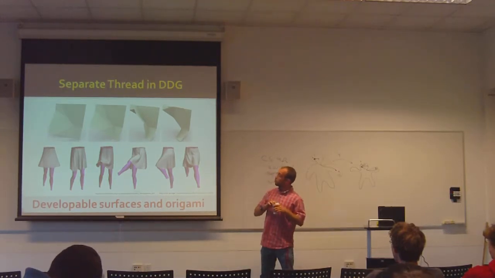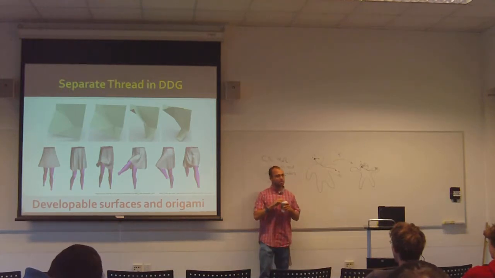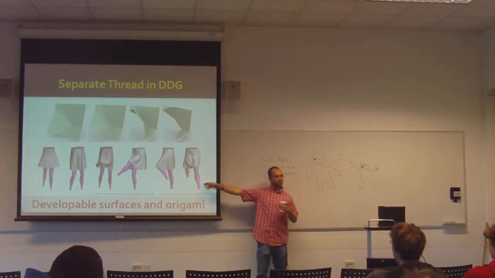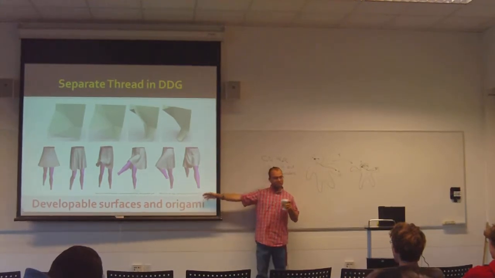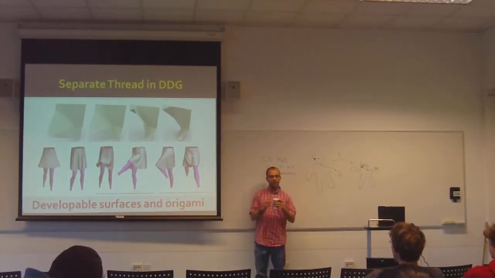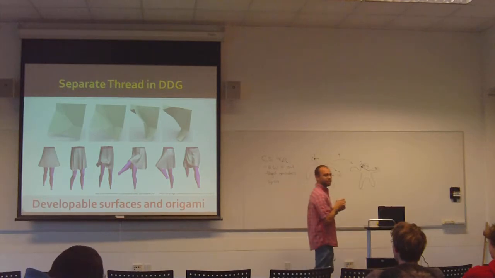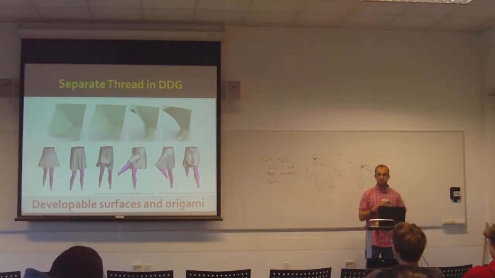Surfaces that deform isometrically in an interesting way have two names. The smooth version is a developable surface, and the creased and flat version is origami, and these are very intricately linked areas of mathematics that we will get nowhere near touching today.